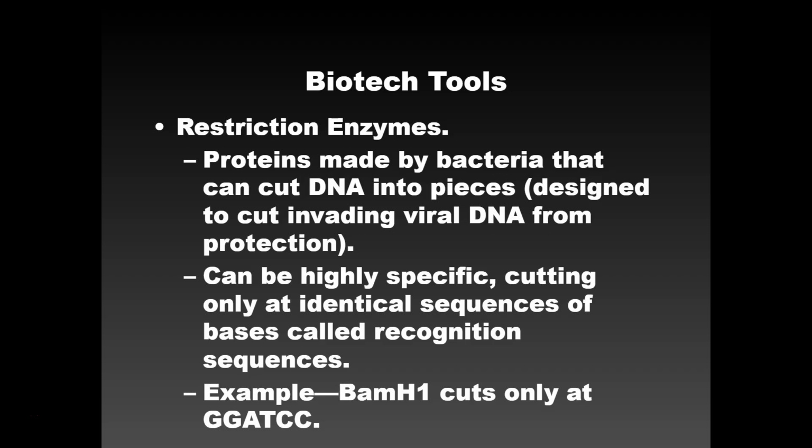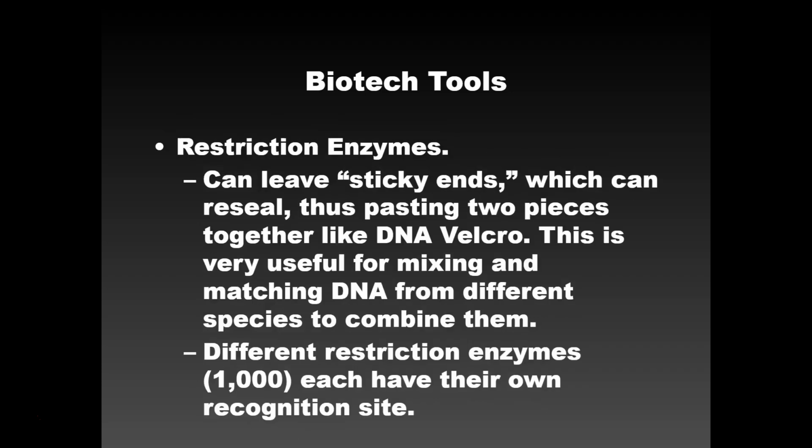Now, these restriction enzymes are typically very specific. They only cut at particular locations, which are called restriction sequences. Those restriction sequences are going to be found in different spots in your genome. In a second, we're going to talk about plasmids, and hopefully this will make a little more sense why we're using these tools. The restriction enzymes leave sticky ends that you can use to paste things back in, like DNA Velcro. This is useful for taking a piece of human DNA and sticking it into a piece of bacterial DNA.